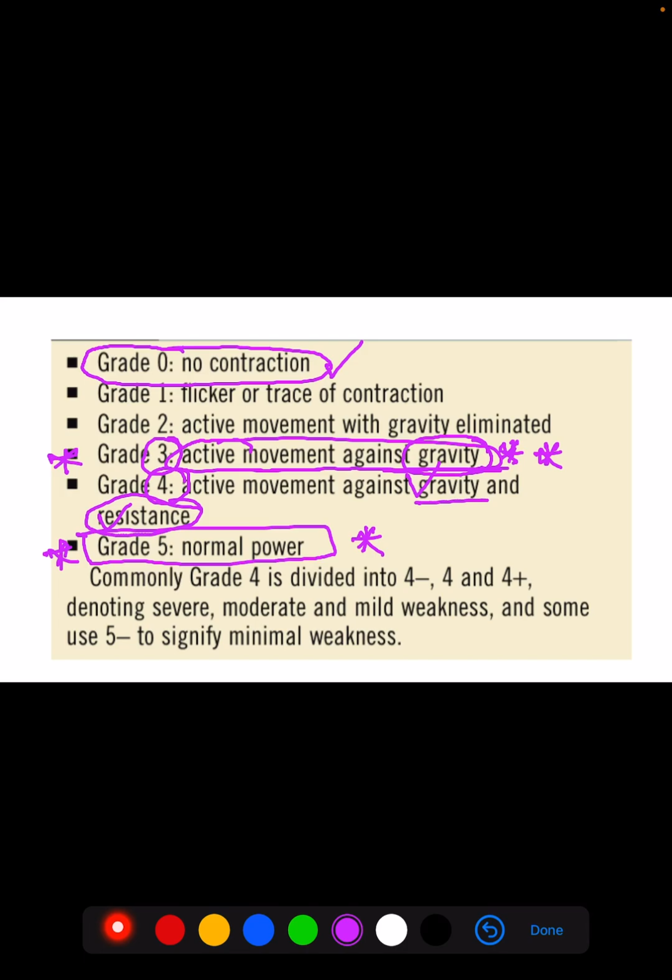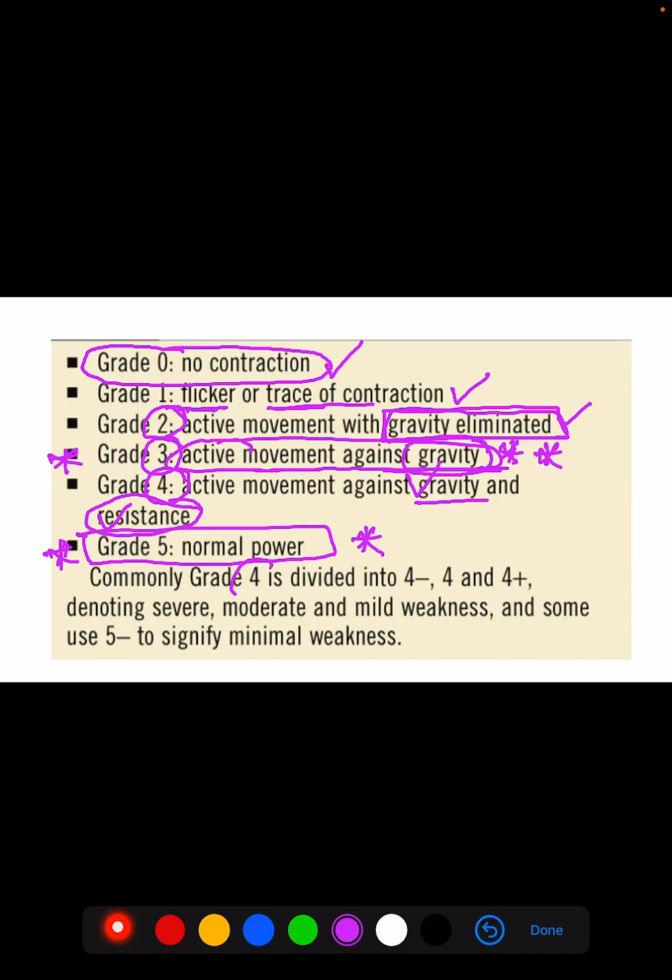Grade 1 is just a flicker or trace of contraction, and grade 2 means active movement with gravity eliminated. So grade 5 is normal power, grade 0 is no contraction, grade 1 is flicker or trace of contraction, grade 2 is gravity eliminated, and grade 3 is active movement against gravity.